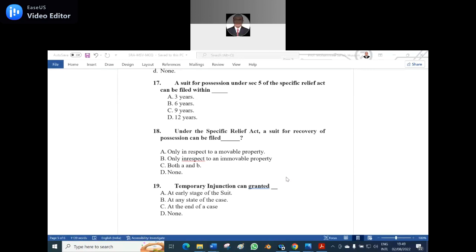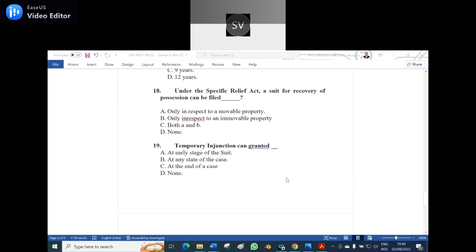19th question. At what stage can the relief be sought? Option A, early stage of the suit. Option B, at any stage of the case. Option B, at any stage. Option D, none.